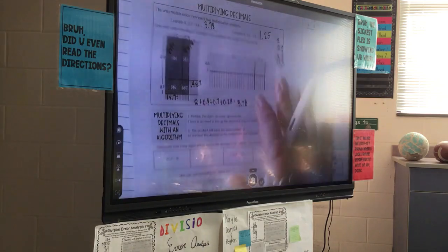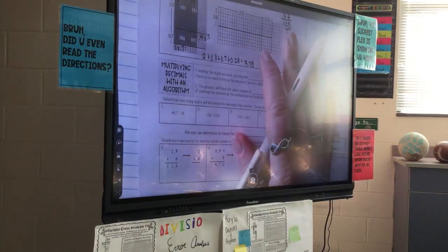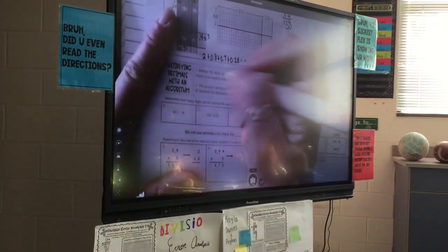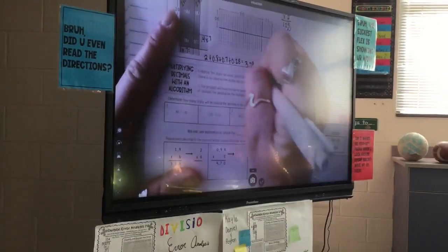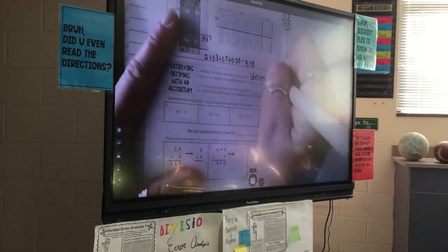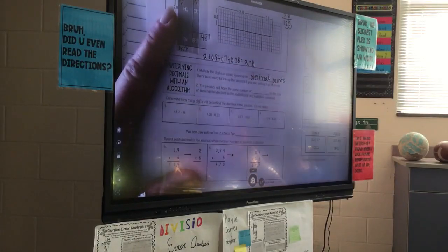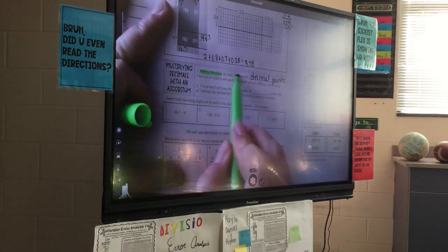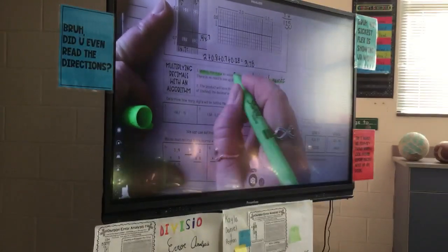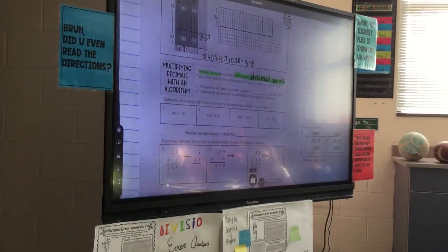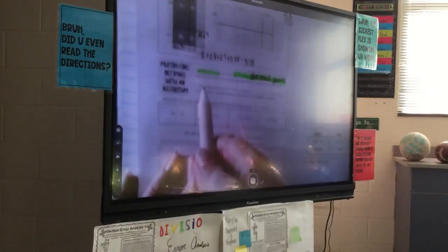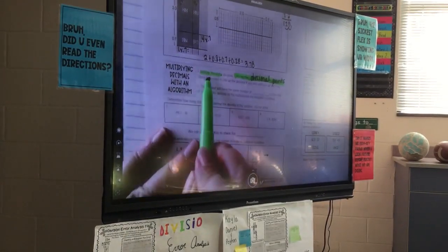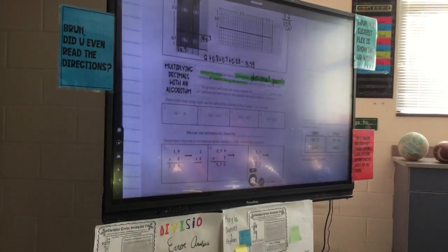All right, let's go down here to our notes. Multiply the digits as usual. Ignore the decimal points. All right, go ahead and highlight that. There is no need to line up the decimals. This is really, really, really important. We do not line up our decimals at all when we are multiplying.